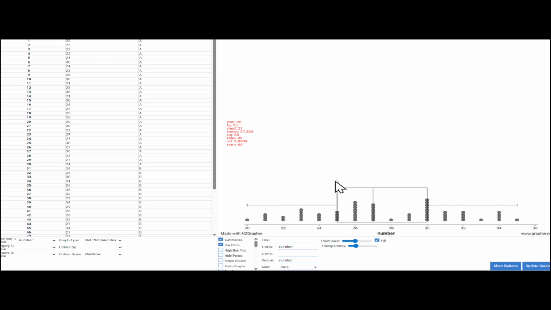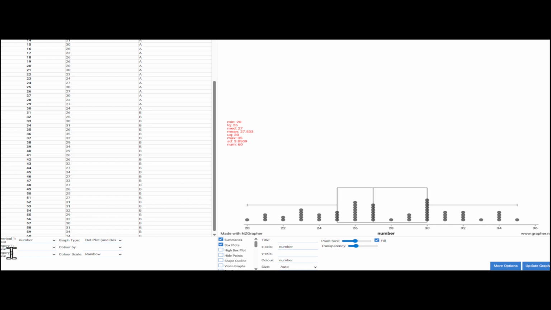We can see that it's quite symmetrical. Maybe there is a little bit of a skew to the right, meaning most of them are bunched up here to the left, and then there is a tail out here to the right, but not a big one. And we can see that it's kind of symmetric by the fact that the median is 27 and the mean is also 27.5 something. If those numbers are fairly close, it's a pretty good chance that this is going to be symmetric.